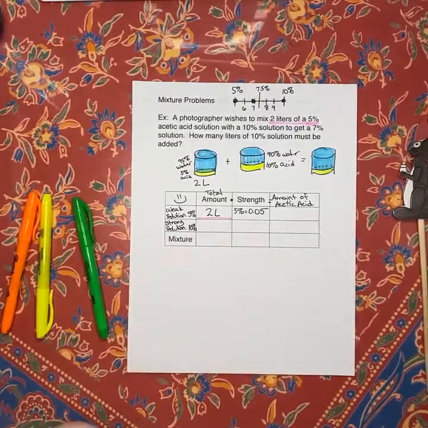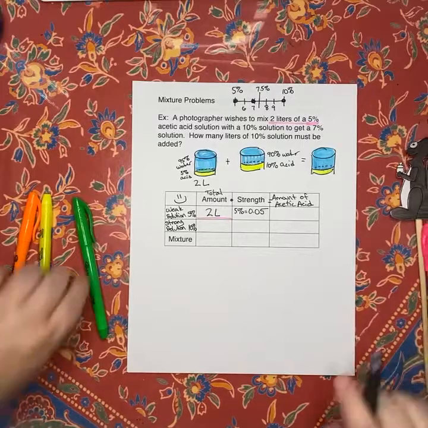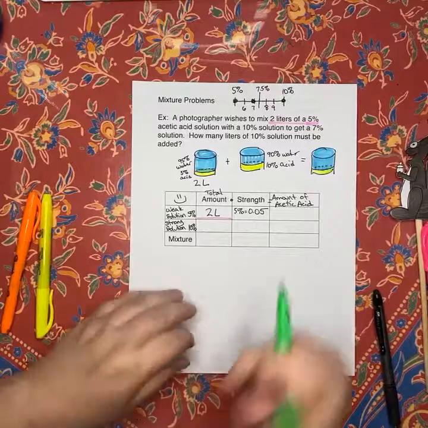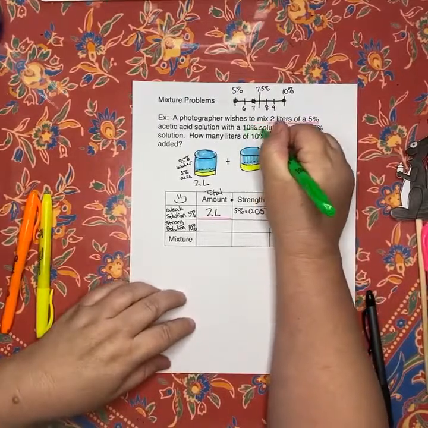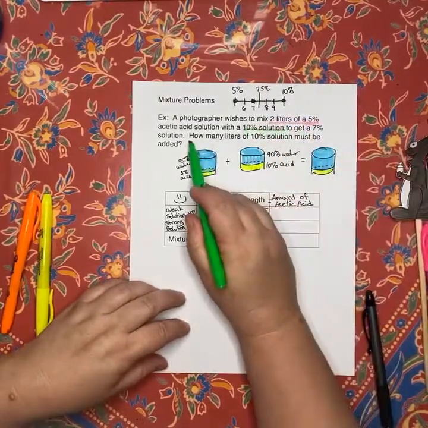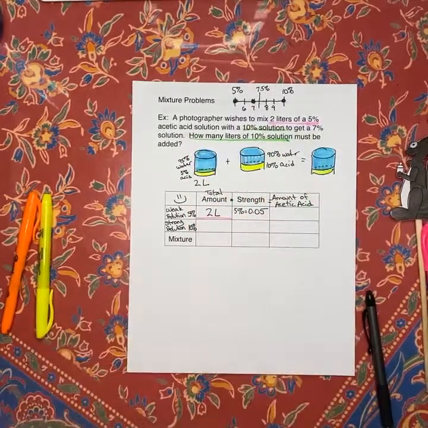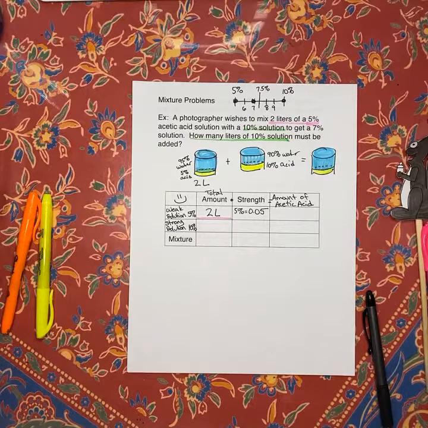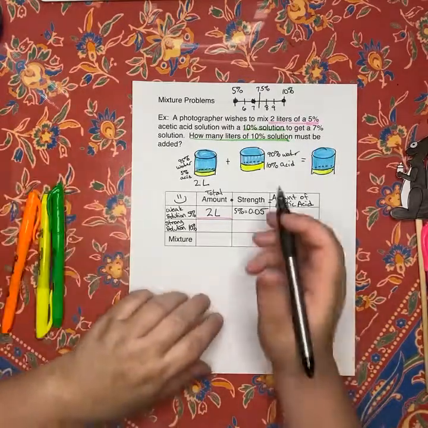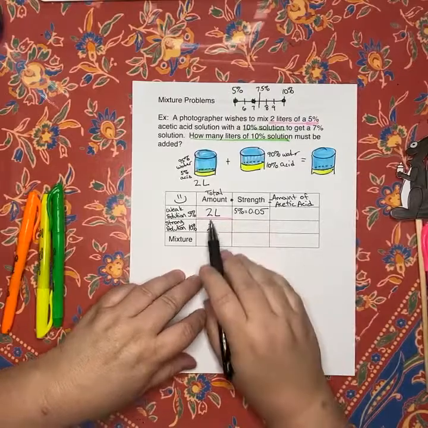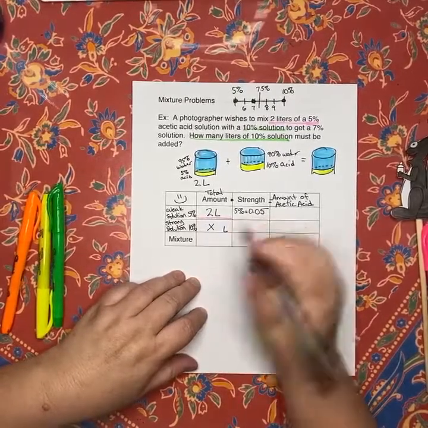Okay, let me go to the strong solution. Do we know how much of the strong solution we're going to be using? And the answer is no, we don't. It just says with a 10% solution, and it said how many liters of the 10% solution must be added. So I need a variable. And I'm just going to go ahead and assume that if we were in the class, you guys would all yell, X, let's use X. And I'd be like, okay. Now, if this is 2 liters, this is also measured in liters.